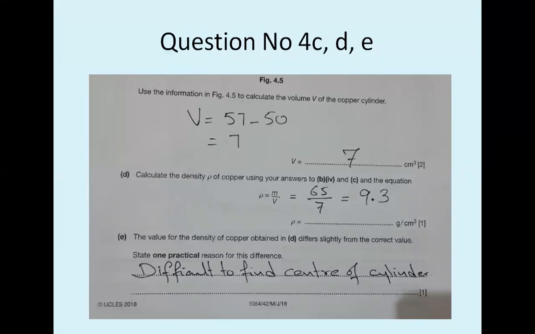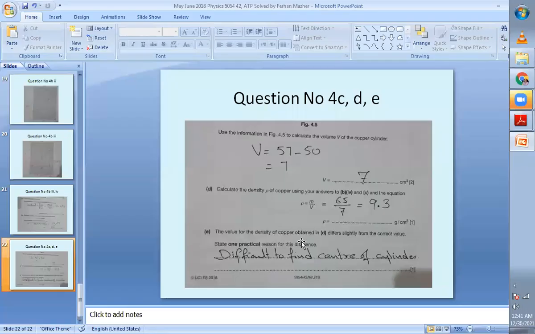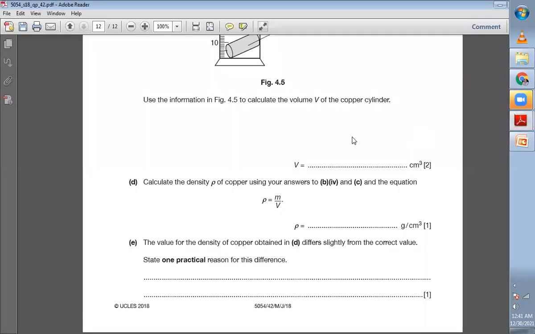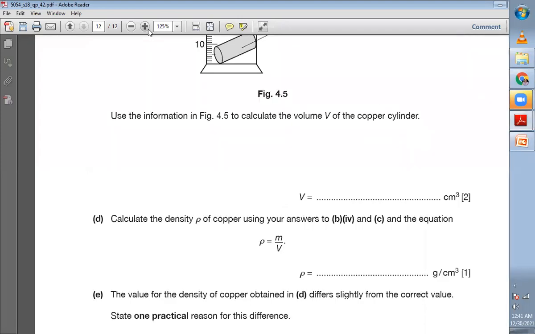The mass is 65 grams, and we know the volume. We know the mass, so I can find the density. Density is mass divided by volume, 65 divided by 7. It will be 9.3 grams per cm³. Hopefully you understand. Okay, so the next part, I think it's the last part.